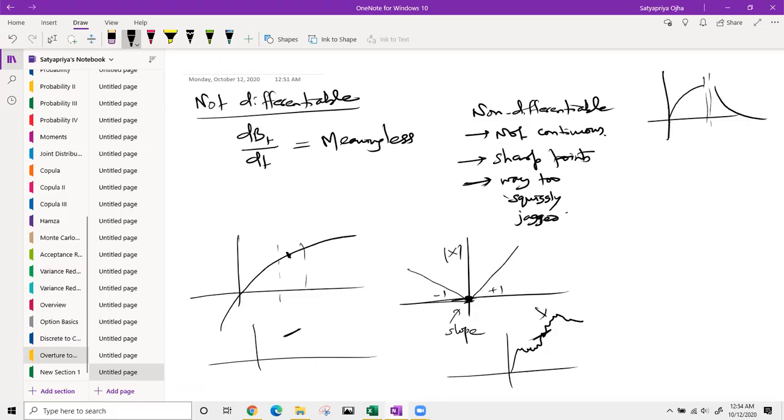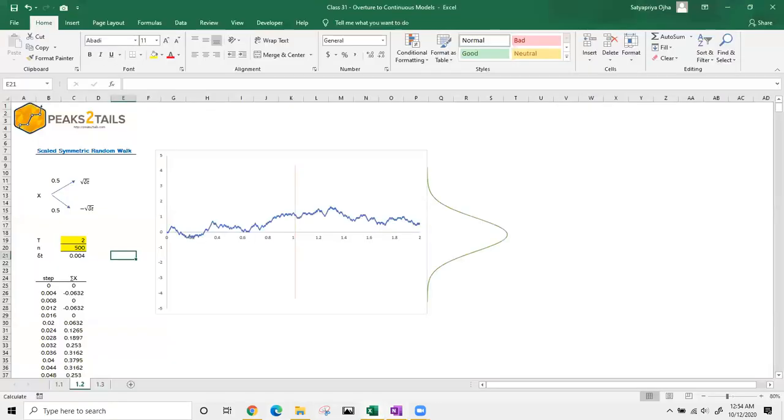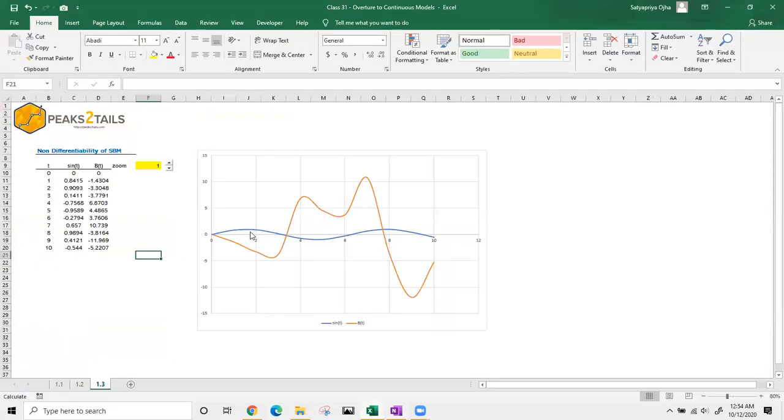Let's see an animation. Here I have the plot of sine t versus Brownian motion, with t on the x-axis. The blue curve is that of sine t, and the orange one is the Brownian motion. Brownian motion is simply random draws from the normal distribution, and I have joined them together.